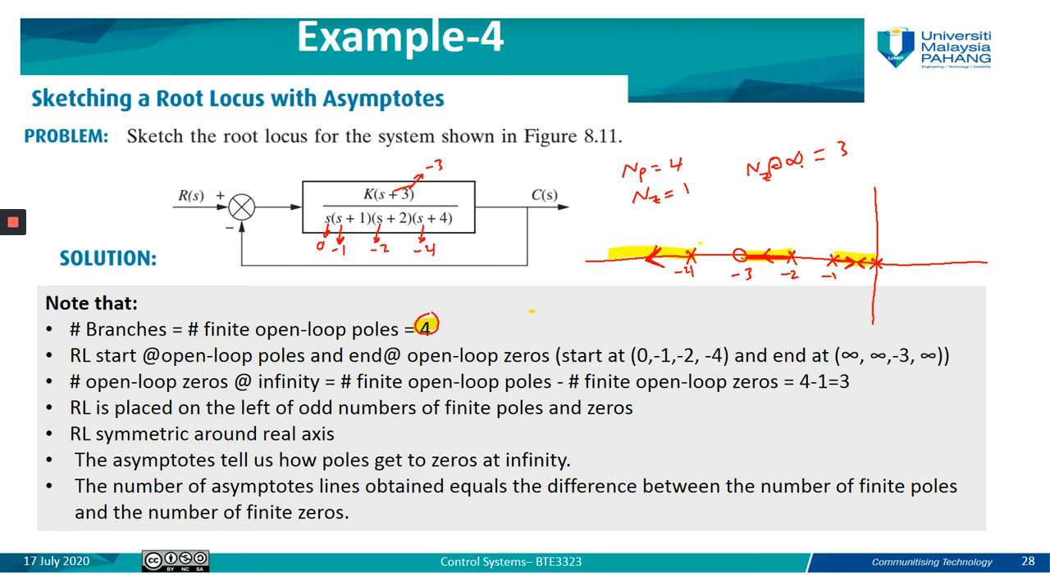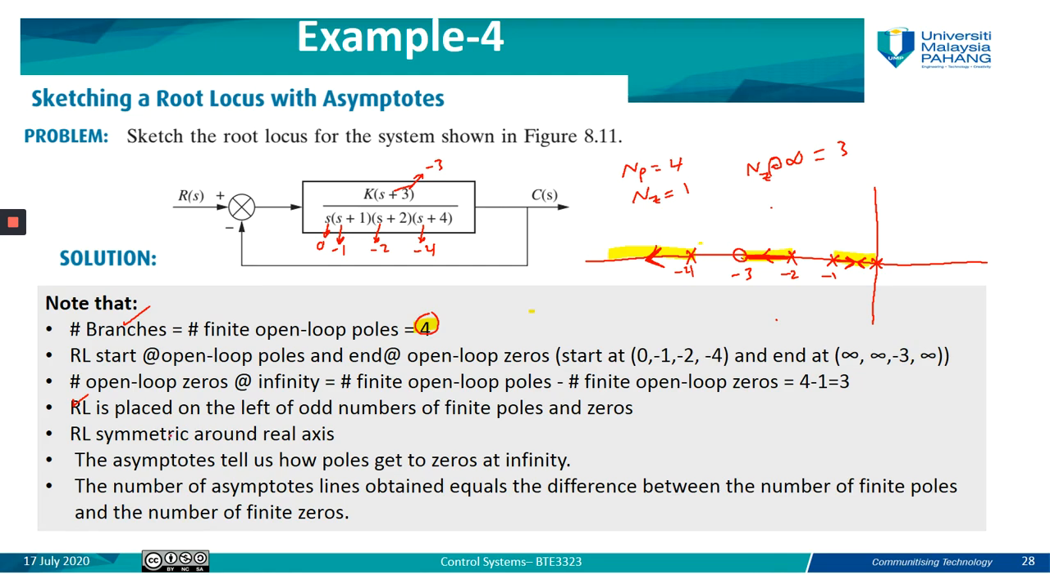We said we have three zeros at infinity, so that means we will have three asymptotes according to rule number 5. For now we apply the first rule of branches and the third rule, which is the place of the root locus on the real axis. For symmetry, it will not be clear unless we finish the drawing of the root locus, because we don't draw this part, so we cannot see the root locus on that part. So we just postpone the application of rule number 2, which is regarding the symmetry.